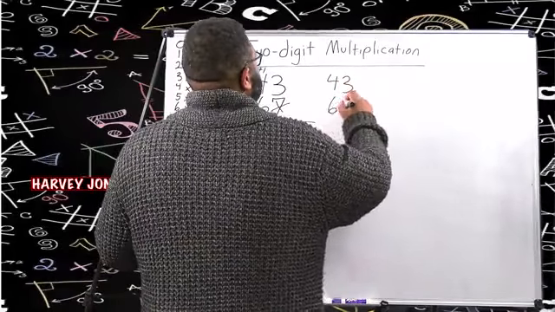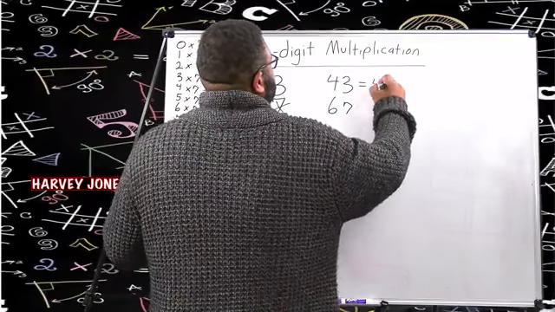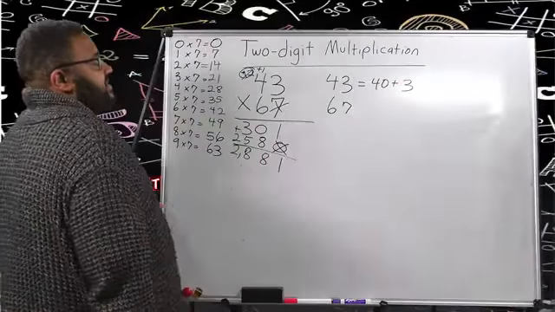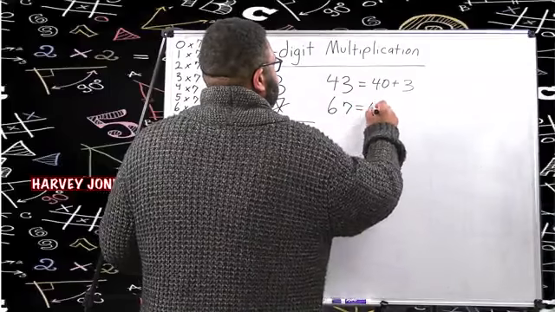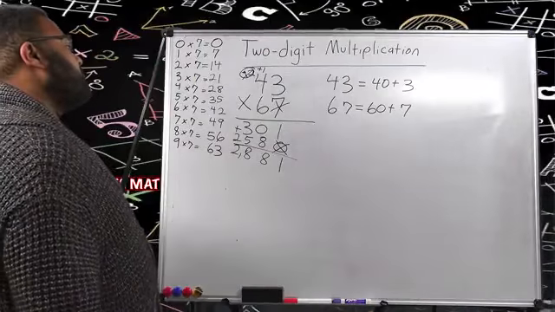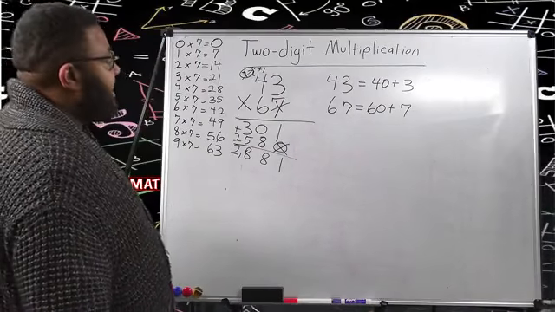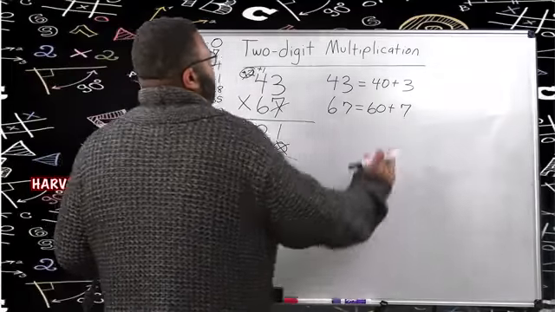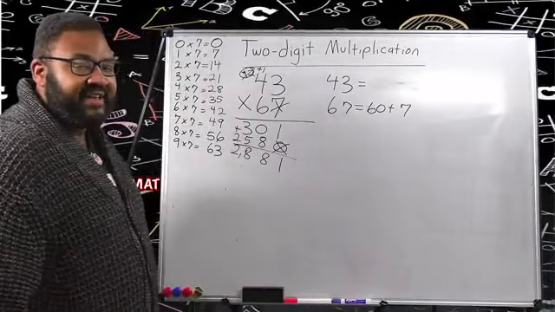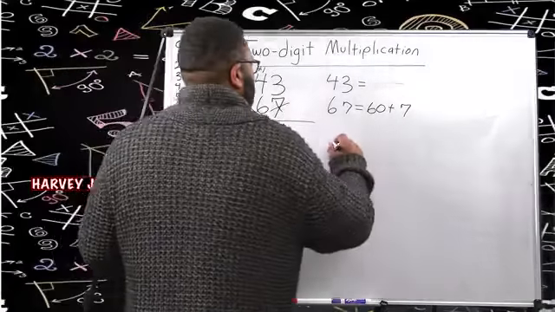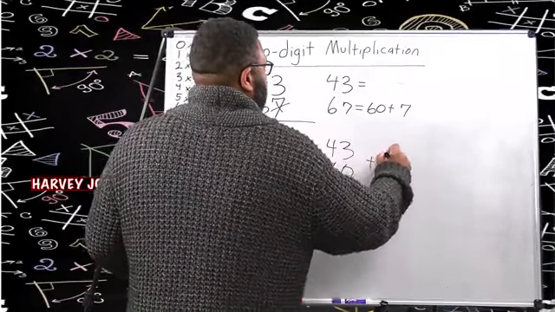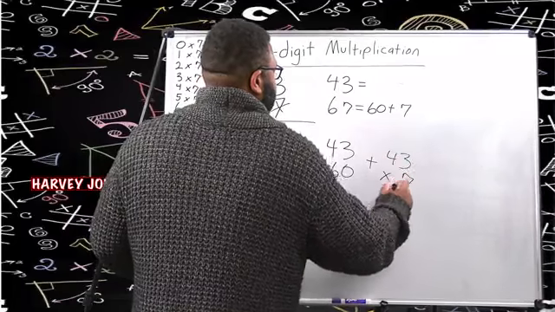43, 67. Expanded form says 40 plus 3. Expanded form says 60 plus 7. All we're doing is expanded form. I'm going to erase this part right here because when it comes to the modified Daddy's way, we're just going to go 43 times 60 plus 43 times 7.